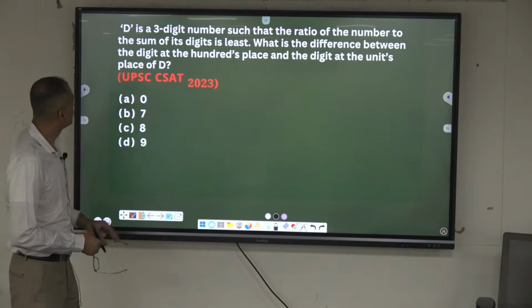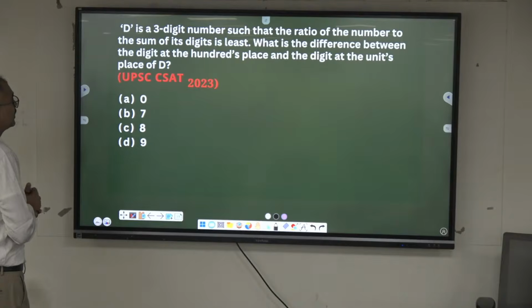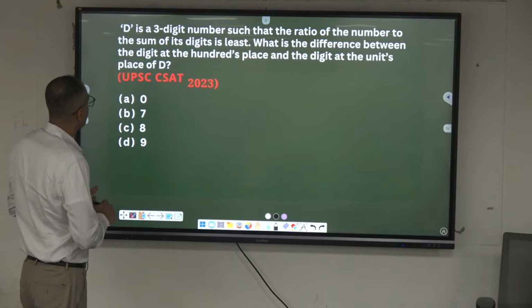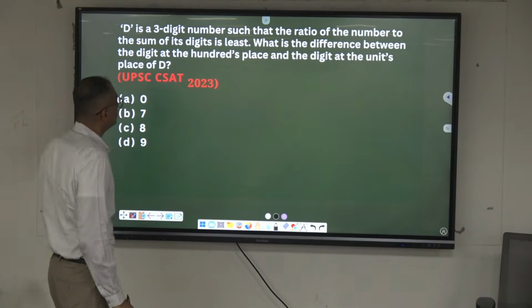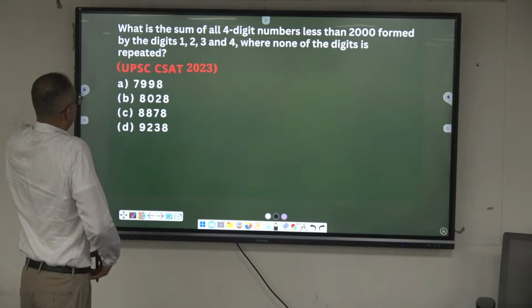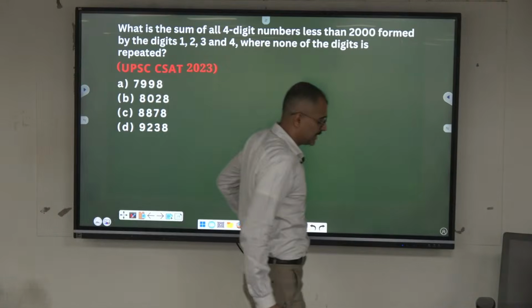Okay, next case. D is a 3-digit number such that the ratio of the number to the sum of its digits is least. Okay, let's skip this one. What is the sum of 4-digit numbers less than 2000 formed by the digits 1, 2, 3 and 4 where none of the digits is repeated?